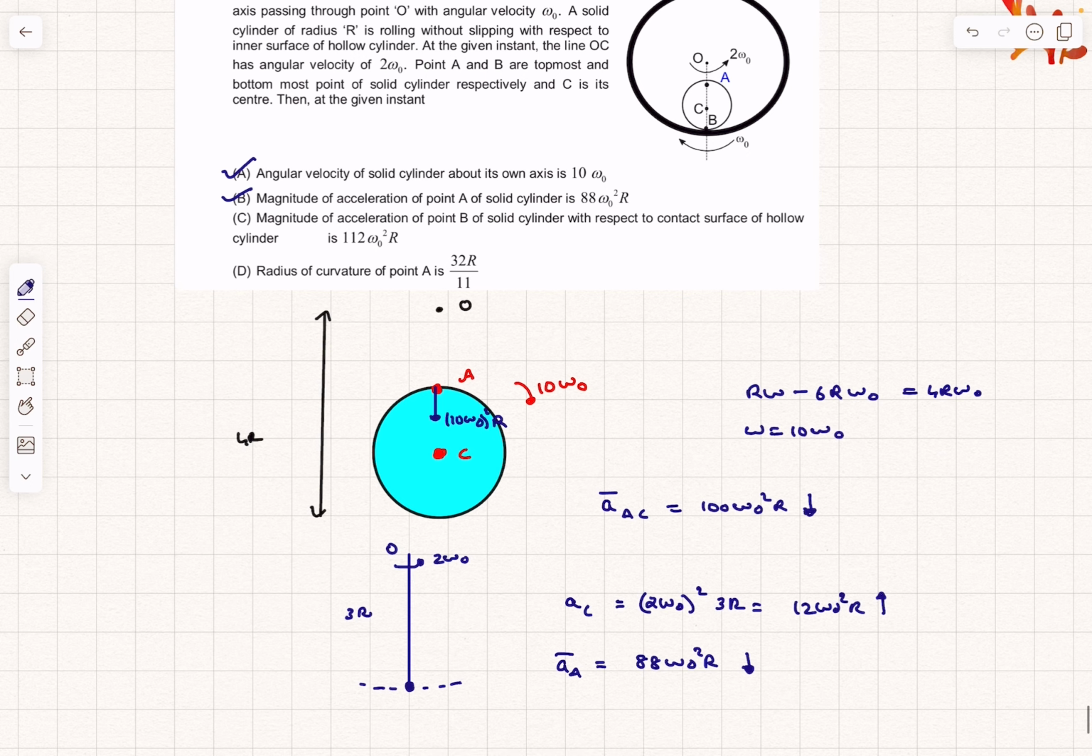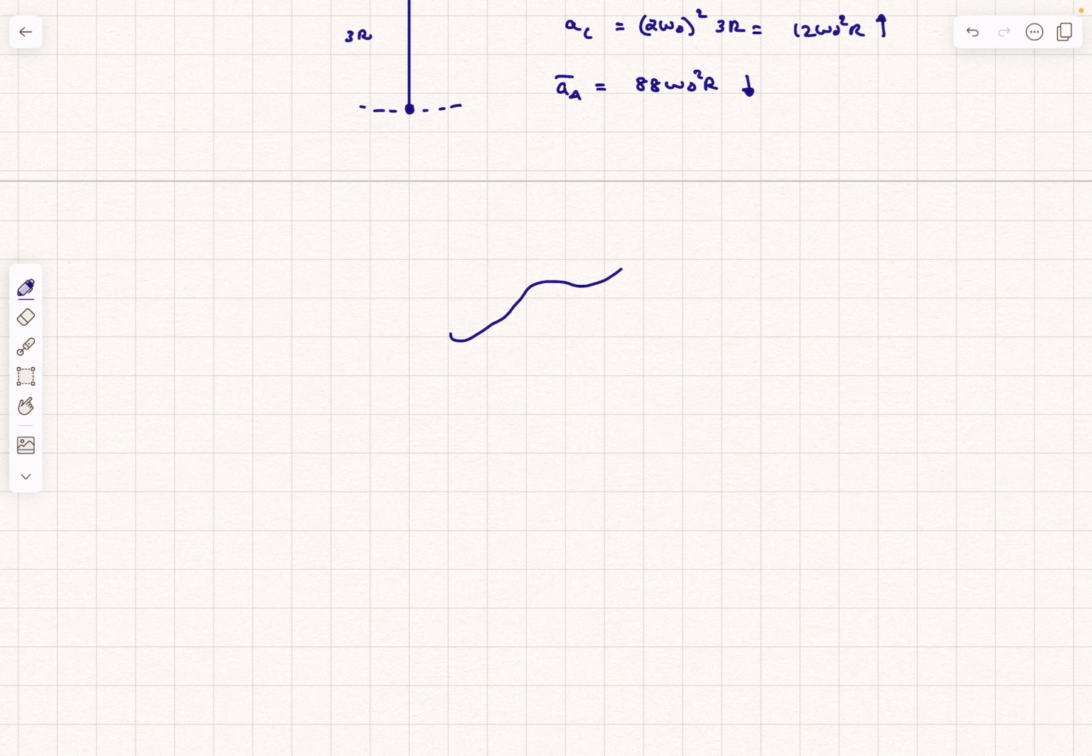Now in option D, they're asking us about the radius of curvature of point A. Okay guys, if we have some random trajectory, something like this, and we have a particle or block of mass m that has a velocity of v, and we know its normal acceleration at this particular point, then the radius of curvature of that particular point where the particle is situated right now is simply v square divided by the normal acceleration. So we are going to be using it right now.